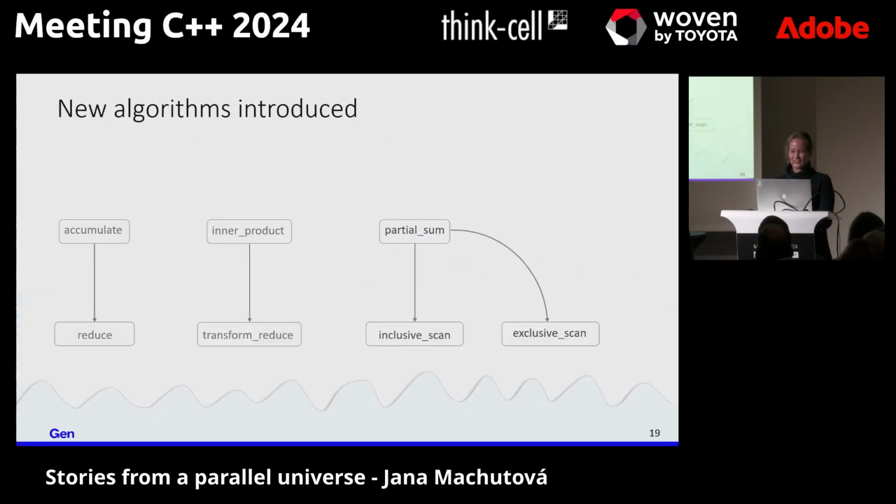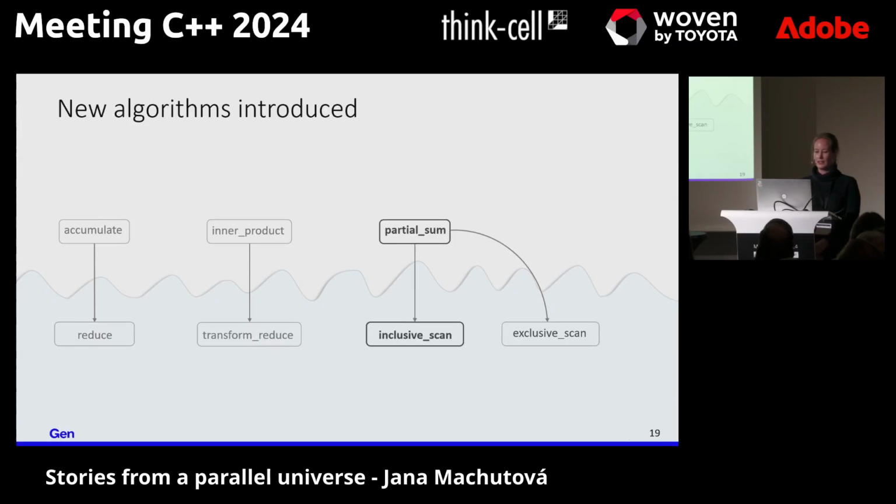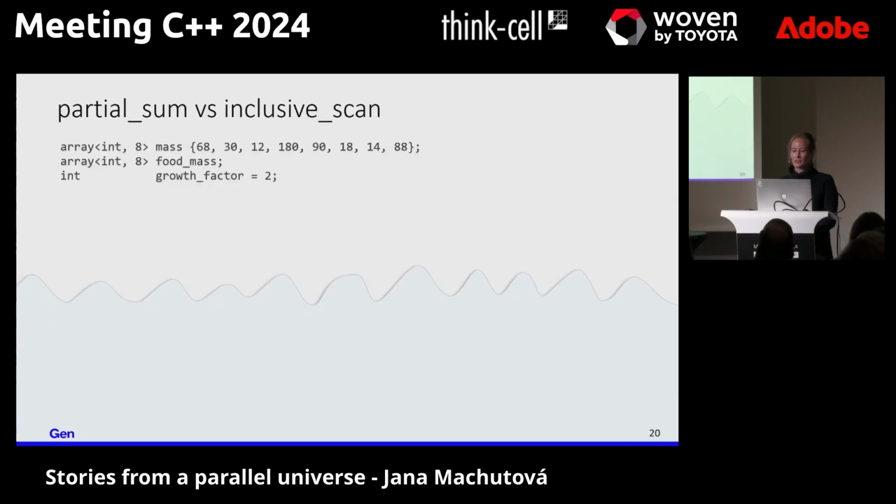Okay, so another one, the partial sum. It has actually two counterparts, inclusive and exclusive scan. And what does partial sum do? If you still remember what accumulate does, partial sum is the same, but it will leave you with the intermediate results as well. You don't get one value, the sum of all, but you get all the sums for all the items.